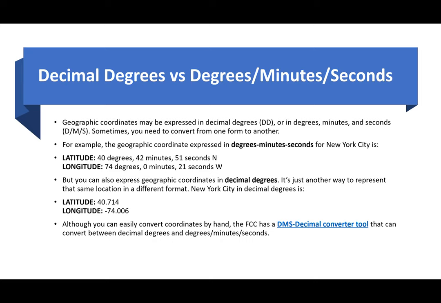You can also express geographic coordinates in decimal degrees. Again, you can convert between the two. It's just another way to represent the same location, but in a different format. In decimal degrees, you can see the difference in how it's presented: latitude 40.714 and longitude negative 74.006. The positive and negative are associated with which hemisphere, and how the Earth is divided between east and west and north and south.